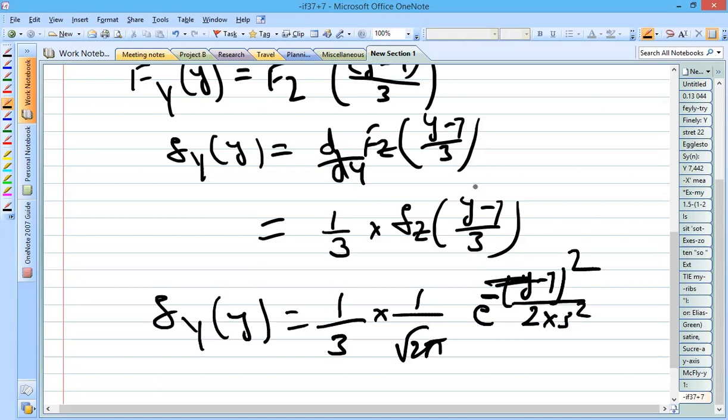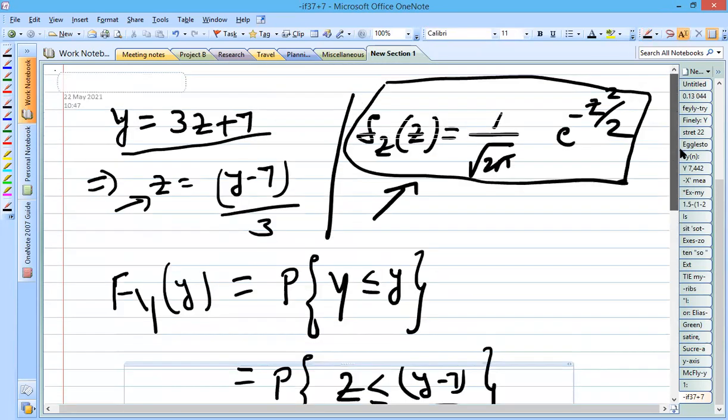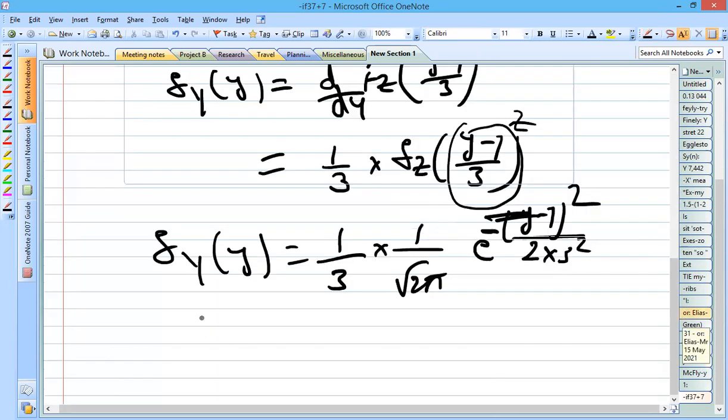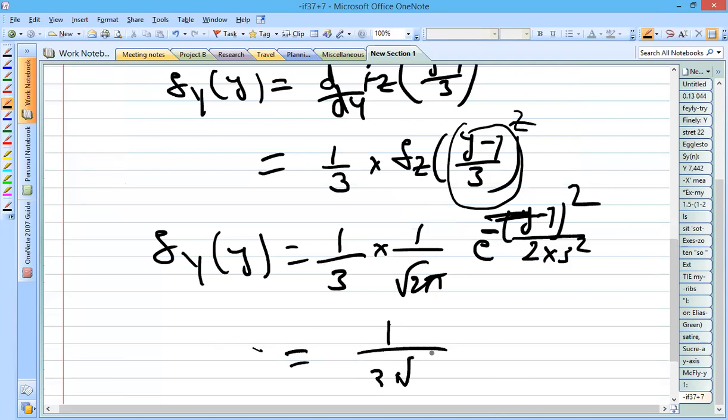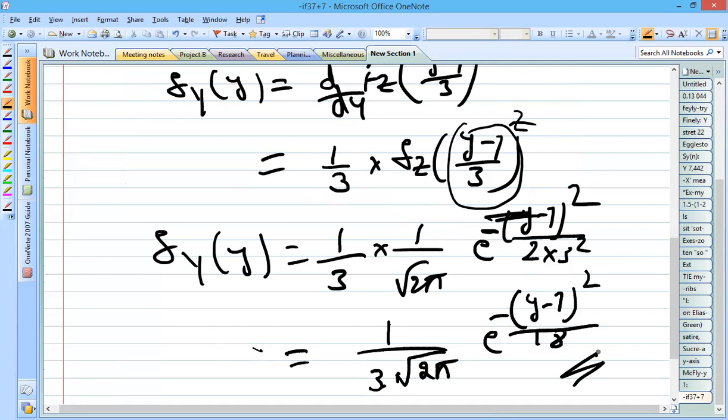Since this whole thing represents z, we can write (y minus 7) whole square divided by 3 square, and here z square by 2 was there, so we include that 2 here. In the next step we get the PDF as 1 by 3 root of 2 pi e to the power minus (y minus 7) whole square by, 9 into 2 is 18. So this is the PDF for the random variable y, which is obtained using the Gaussian random variable z.